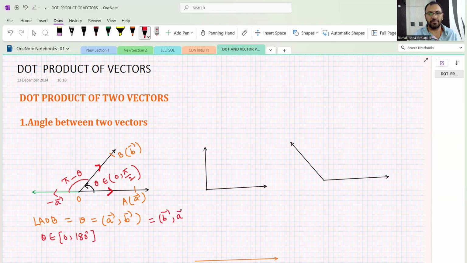The angle between A bar and B bar is the same as the angle between B bar and A bar. There is no sense of clockwise and anti-clockwise because the angle between two vectors always lies between 0 and 180 degrees, including 0 and 180 degrees.